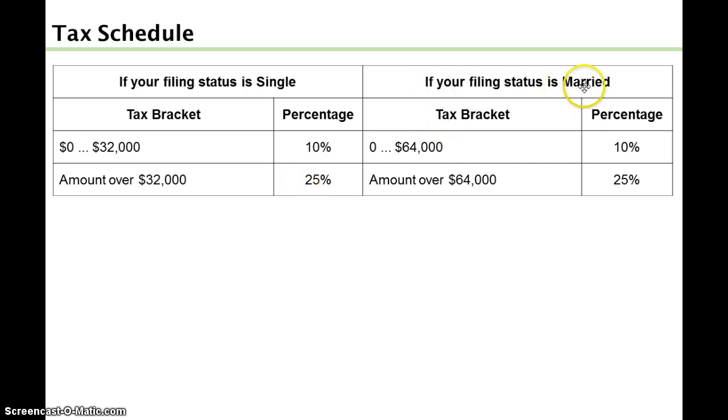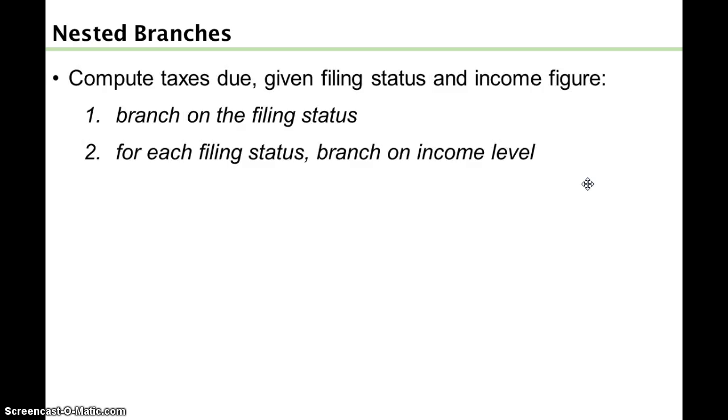If your filing status is married, that's different. The tax bracket is different. So if your income is between 0 and 64,000, your tax rate is 10%. If you make over 64,000, your tax rate is 25%. So nested branches, so compute taxes due. That's what the program is going to do, given the filing status and income figure.